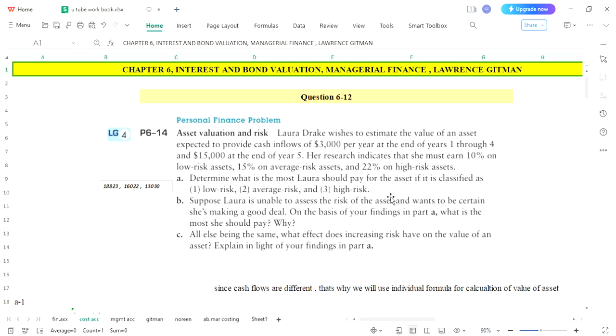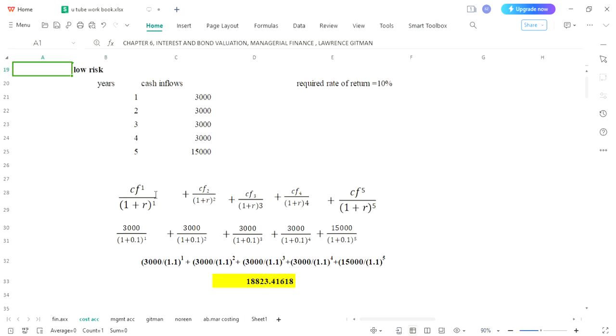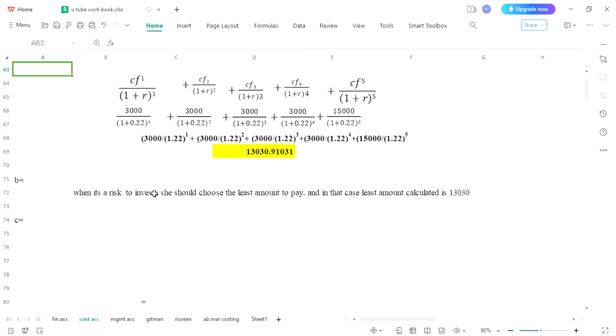These are calculations of present value of an asset at low, average and high risk. And you have seen that at highest risk, your required rate of return was increased, due to which the value of asset has been decreased. This is our C part to put the answer, and what conclusion we have made.